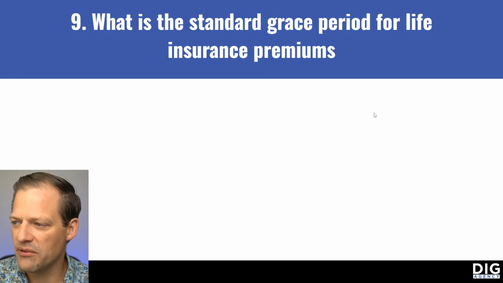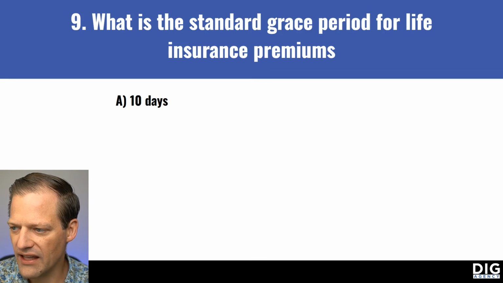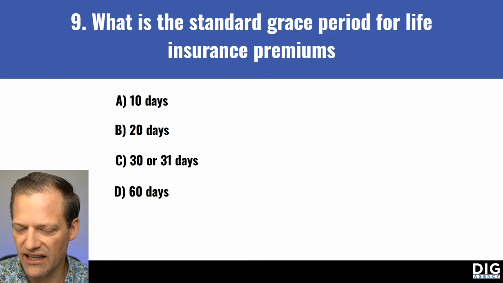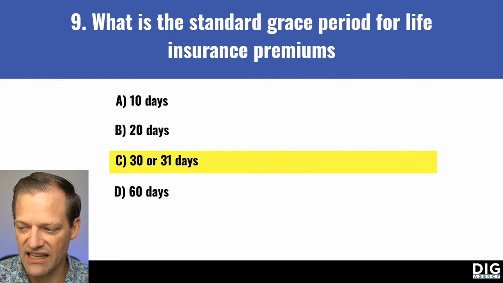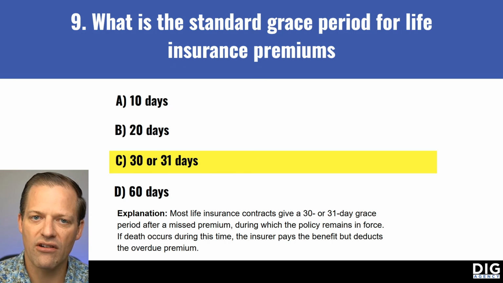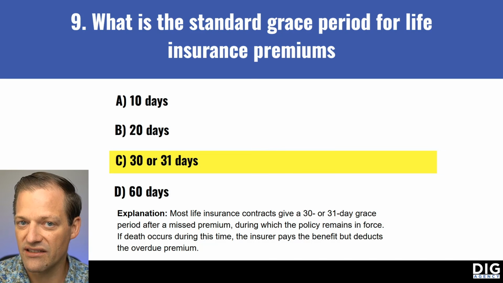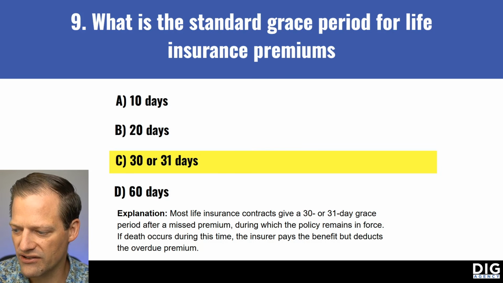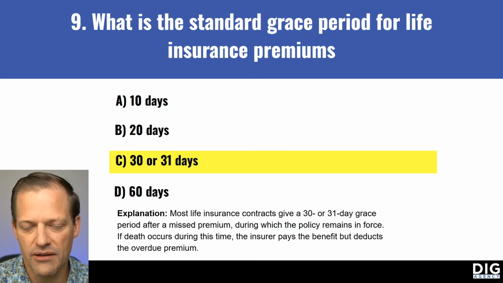What is the standard grace period for life insurance premiums? A, 10 days, B, 20 days, C, 30 or 31 days, or D, 60 days? The answer is C, 30 or 31 days. Now, here's the thing. Sometimes there are companies, and in some cases states, that may require 60 days. If you're dealing with an older population, let's say for certain insurance policies. However, the standard is typically 30 to 31 days after a missed premium, during which the policy still remains in force, and if the person dies, the insurer pays the benefit but deducts the overdue premium.